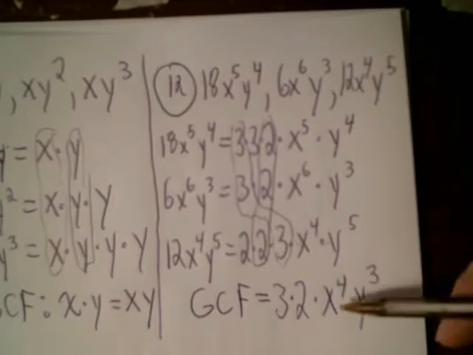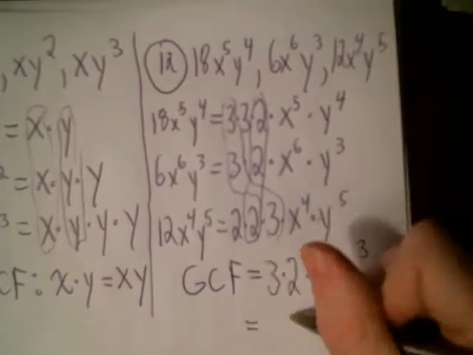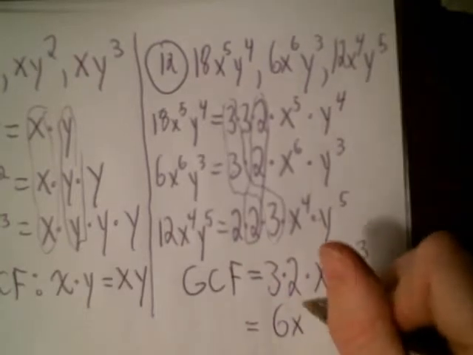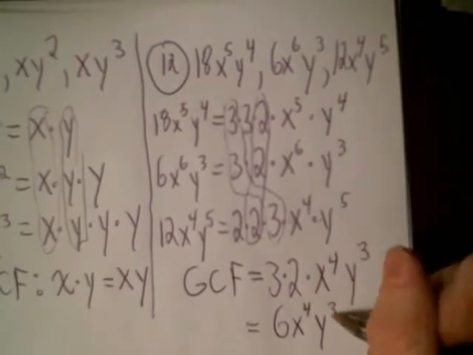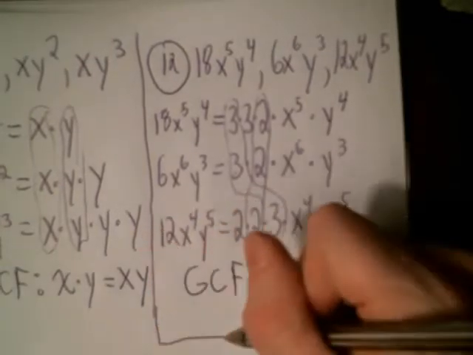Okay. We don't want to write our GCF like that. We want to multiply it out. So we'll actually have 6 x to the fourth, y to the third. And that'll be our GCF. Okay, so that one's a little harder.